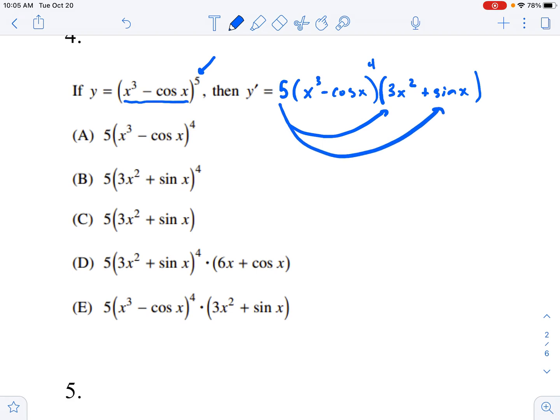Let's see, we've got a 5. This is not quite right. That's the wrong quantity inside there, so we don't want that. Looks like it's going to be choice E. There's that quantity to the 4th times that chain portion. Oh, there it is, choice E.